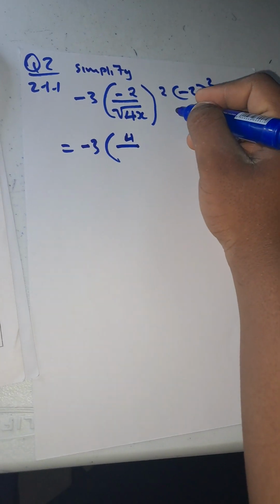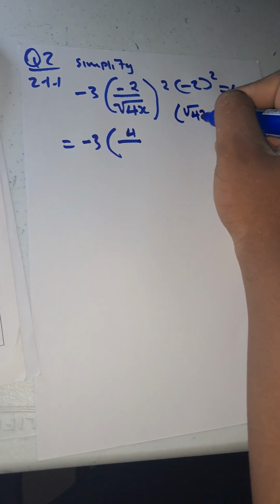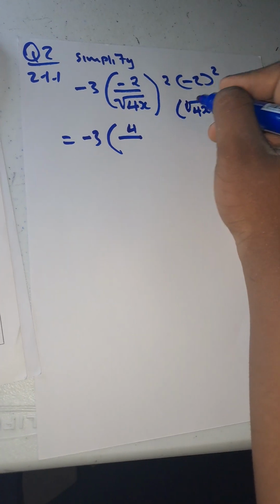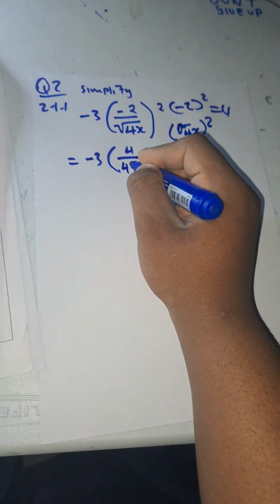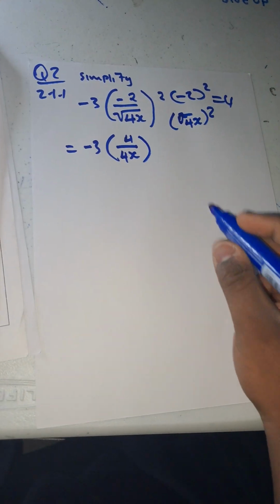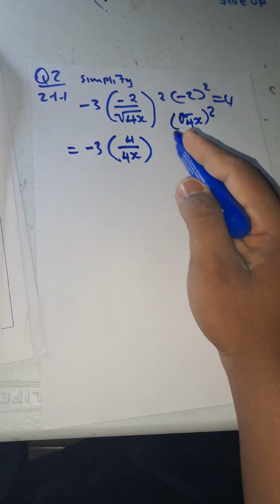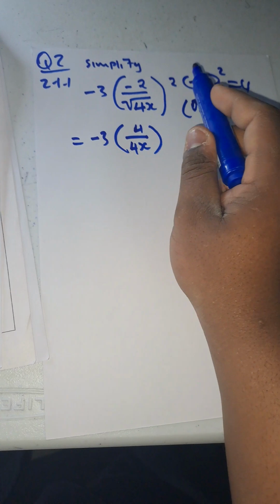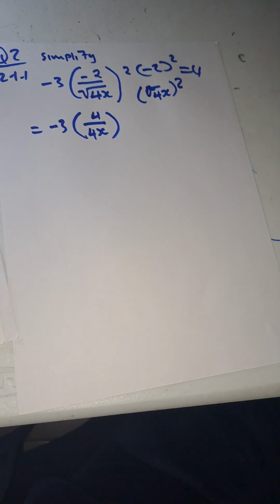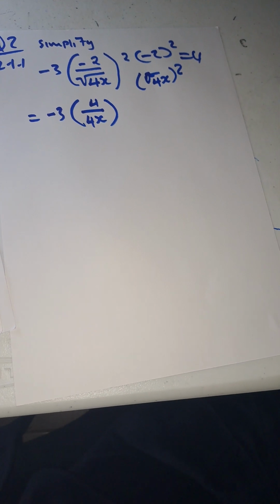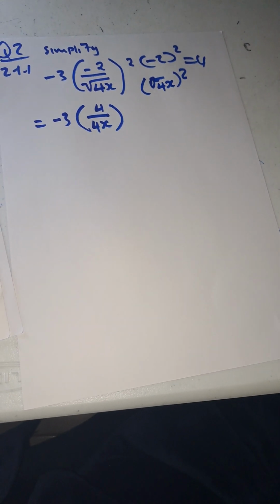Over. Remember, anything that is inside the square root and you square it, the square root will be removed, right? So I will be left with what? 4x. The square root is now gone. It has multiplied itself with minus 2 and squared itself with root 4x, but it removed the square root. And then now, let's continue.